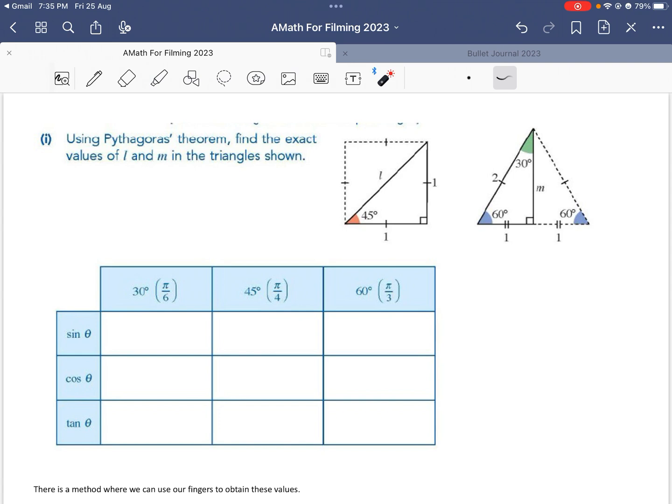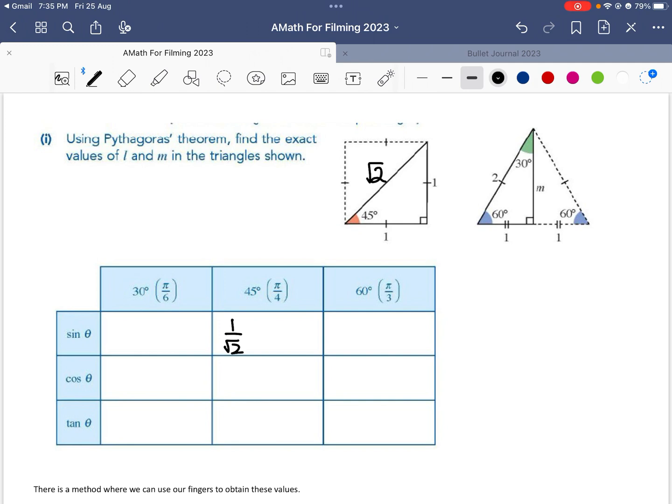For example, in this case, sine of 45 degrees is opposite over hypotenuse. But wait, I haven't found what the hypotenuse value is. By Pythagoras theorem, 1 squared plus 1 squared, square root, I will know that my hypotenuse value is square root 2. Hence, sine of 45 degrees, opposite over hypotenuse, is actually 1 over square root 2.